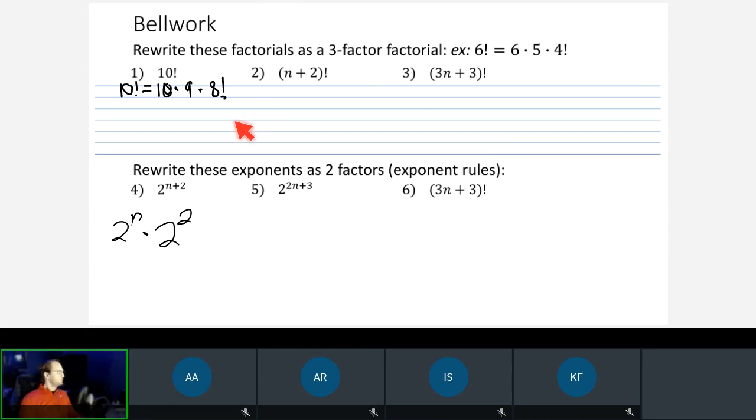All right, number 1, that would be a correct answer, 10 times 9 times 8 factorial. So having something factorial, some number or variable factorial, means you're multiplying that number times every number descending down to 1. That's all factorials are.